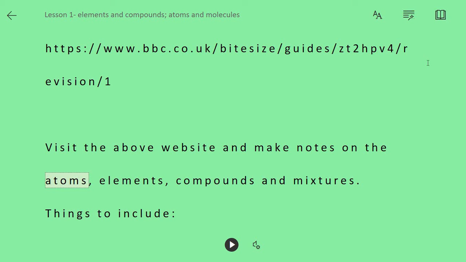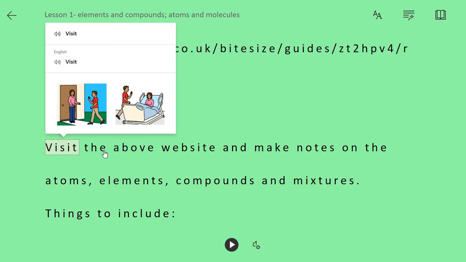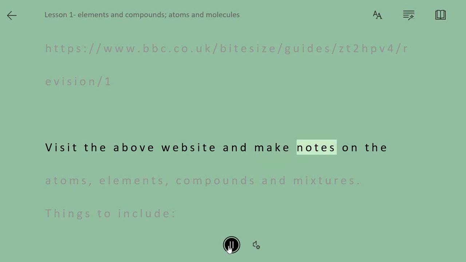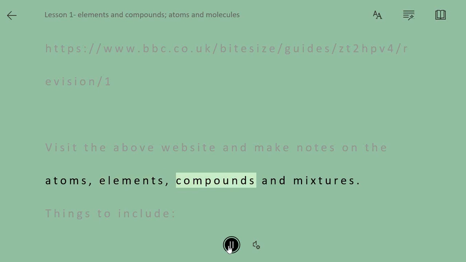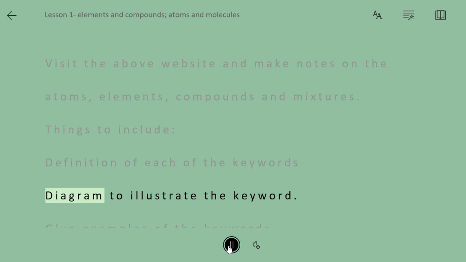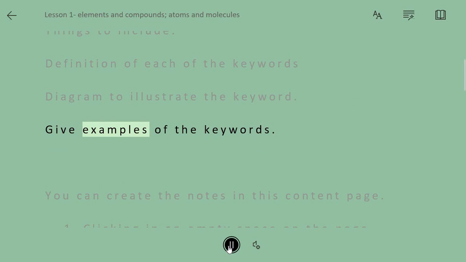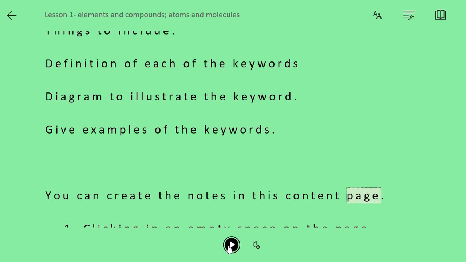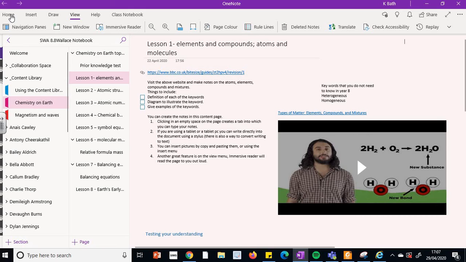Well, no, not really. The bit that I love about the immersive reader is this. Start with the word visit. Visit the above website and make notes on the atoms, elements, compounds and mixtures. Things to include: definition of each of the keywords, diagram to illustrate the keyword, give examples of the keywords. You can create the notes in this content page. By clicking on that, it will go through and read the page out loud to you. If you visit a website and it's got this little tab for the website, it will read that website to you.